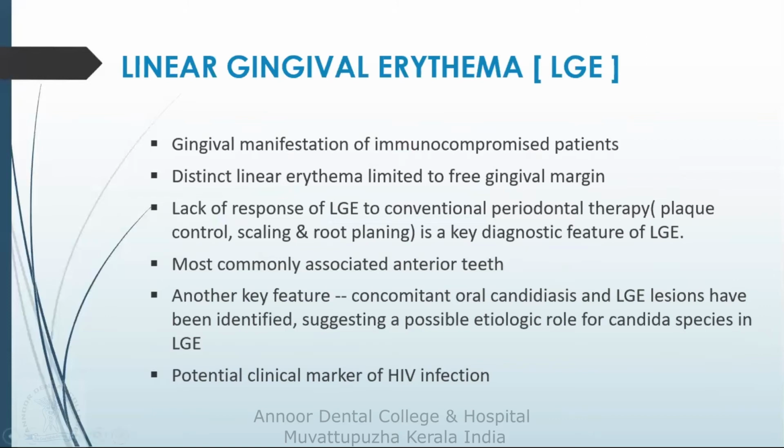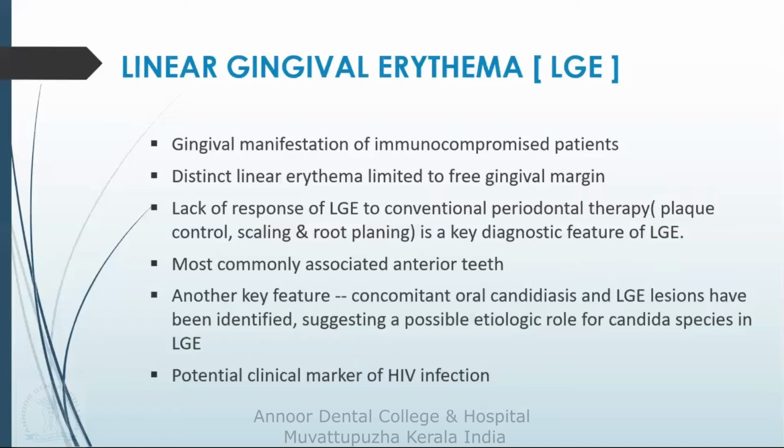Now here they have gingival manifestation of immunocompromised patients. The first manifestation that we see, the gum manifestation of immunocompromised patients, is linear gingival erythema. They have a distinct linear erythema limited to the free gingival margin. Don't worry, I've added some pictures also. There is a distinct linear erythema which is limited to the free gingival margin.